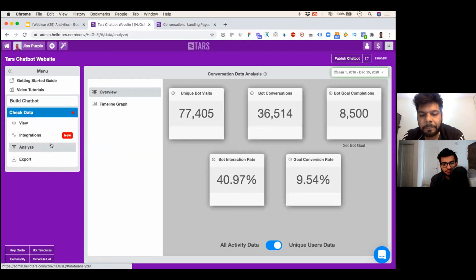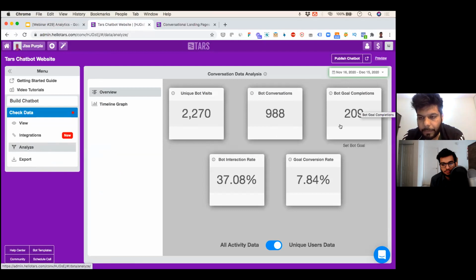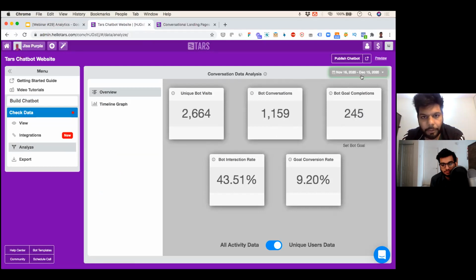It shows that these many people came on the bot, these many people had a conversation, and these many people completed a certain goal. And then I can filter them by last 30 days, for instance, right? Or last 7 days, and all of those things, right? You can do a time range function as well.